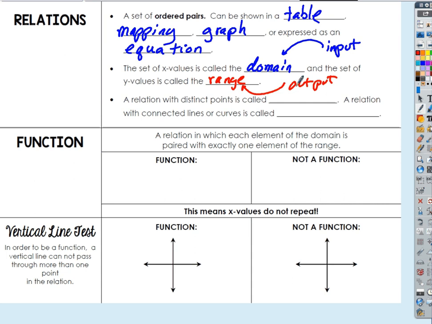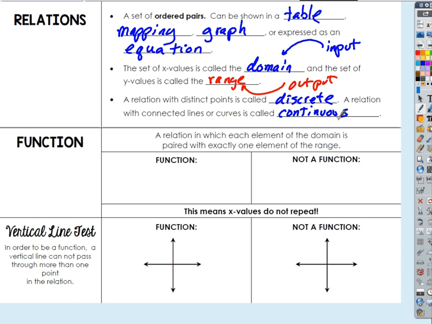So now let's focus on some specific examples of this. Any relation with distinct points, so a finite number, a limited number of points, is called a discrete relation. Discrete means there are distinct, separate values. Okay, so we'll look at some examples. If we're talking about a relation with an infinite number of inputs and outputs, and when we graph it, it looks like connected lines or smooth curves, we call that a continuous relation. And we'll look at examples of both.